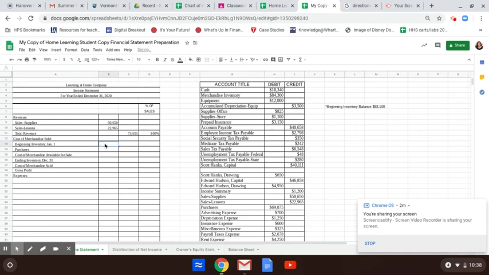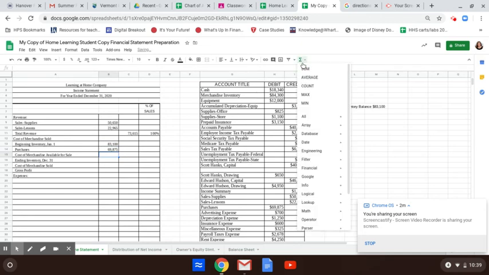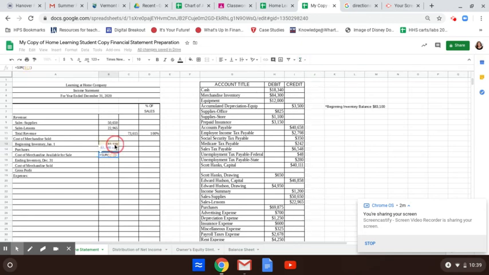Next, I want to subtract my cost of merchandise sold. But in order to do that, I have to use a formula. So you'll see over here to the right, I have beginning inventory. That's what I started with, $83,100. But then I purchased more. I purchased $69,875 worth. That gives me a total of, let's sum them up, 152. Then my ending inventory is 84,300.